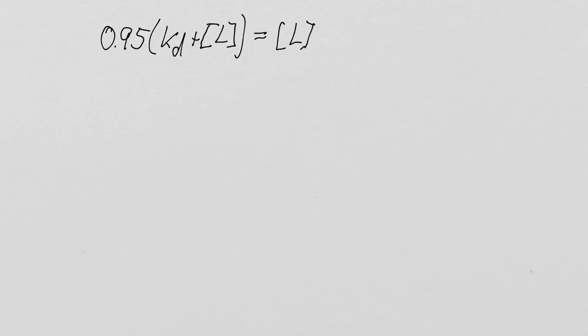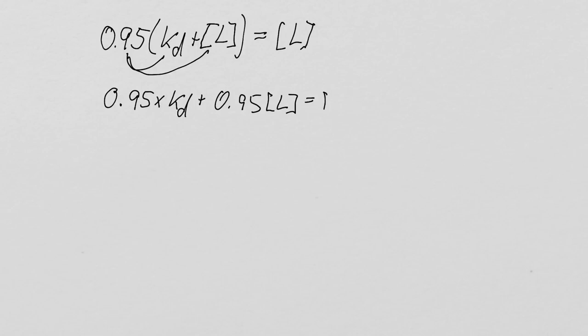So what do we do with that? Now we try to, again, make L the subject. And first of all, we multiply this 0.95 into the bracket. So that gives us 0.95 times KD plus 0.95 times L equals L. And now, in order to solve this for L, we bring everything with L to one side and everything that is not L to the other side. So for example, we can bring that to this side. And in order to do so, we take both sides minus 0.95 times L.